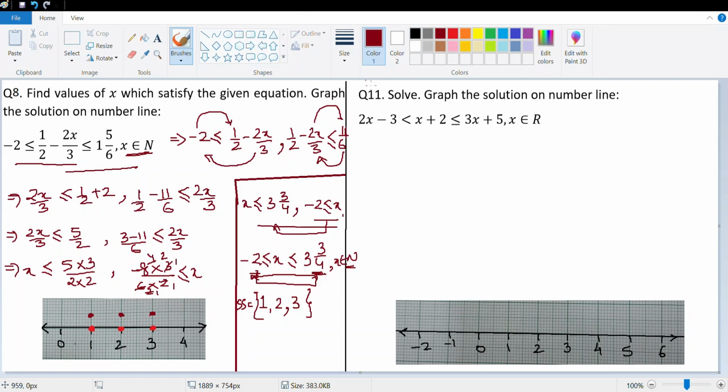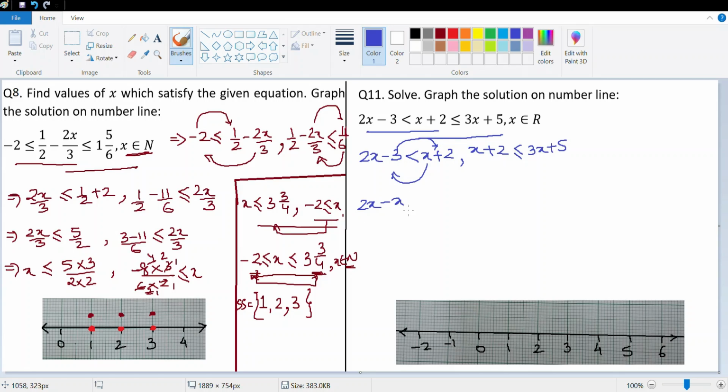Let's look at question number 11. Question number 11 says solve and graph the solution set on a number line. Says 2x minus 3 is less than x plus 2 and x plus 2 is less than equal to 3x plus 5 and x belongs to real number. Let's convert this into two inequations. 2x minus 3 is less than x plus 2 and x plus 2 is less than equal to 3x plus 5. X goes on this side, negative 3 goes on this side.